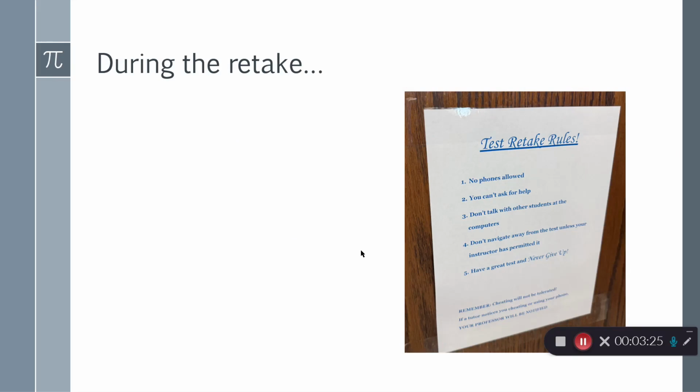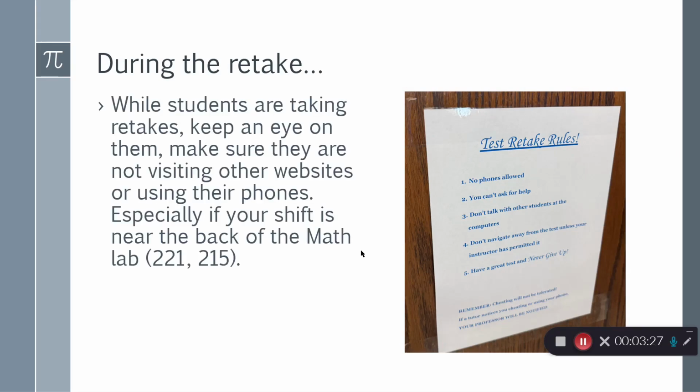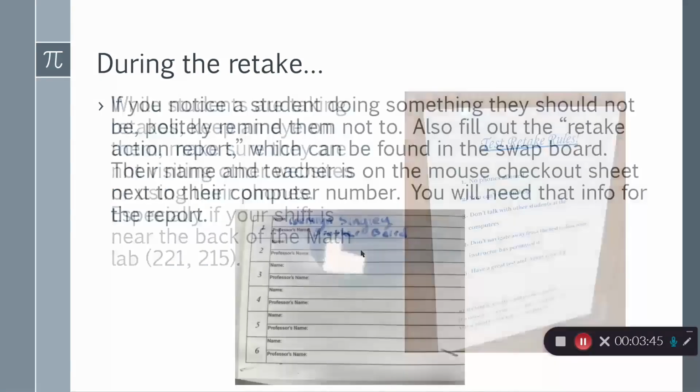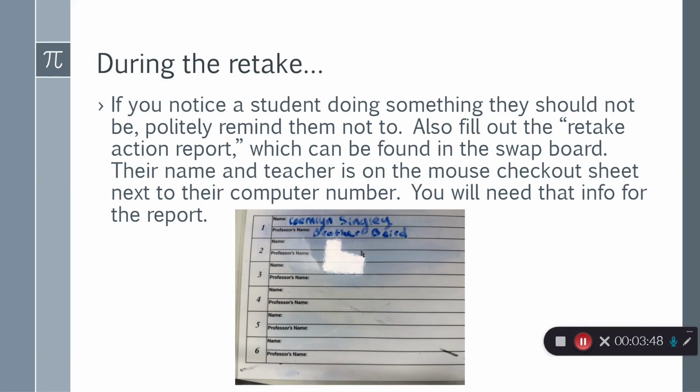During their retake, especially if you are near the back, tutoring 221 or 215 students at the back of the math lab, you want to be aware of the students that are back there doing tests. Keep an eye on them, and make sure they're not visiting other websites or using their phones. If that happens, politely tell them, hey, you're not supposed to be doing that. You will also want to fill out something called the Retake Action Report. It can be found in the swap board. Their name and teacher name are on the list where they signed out for the mouse.